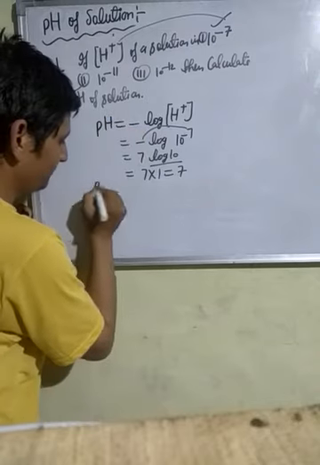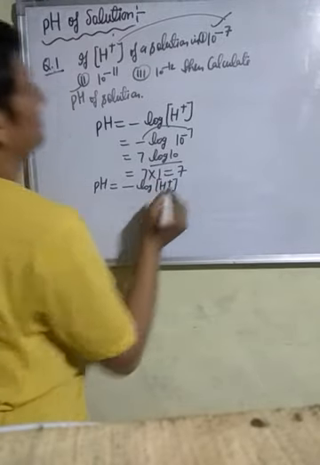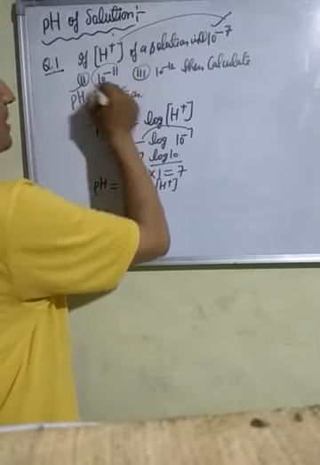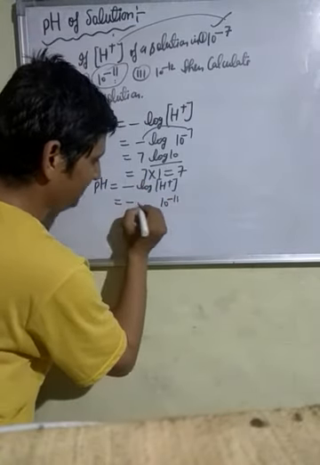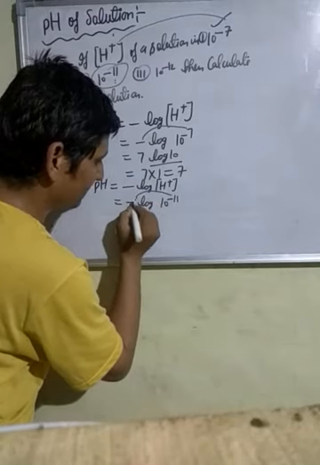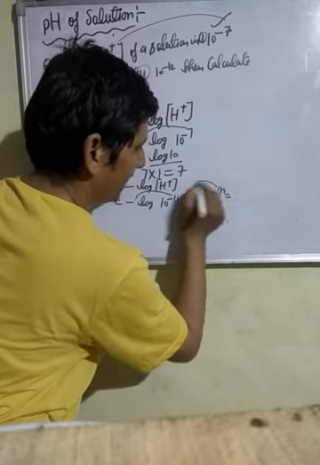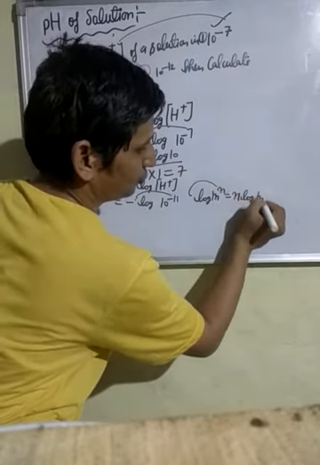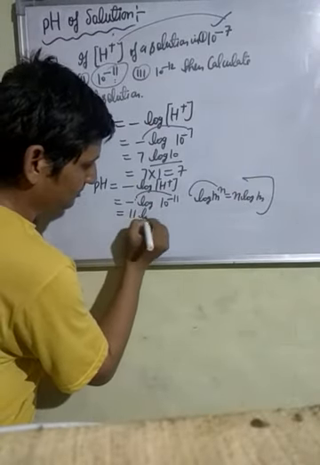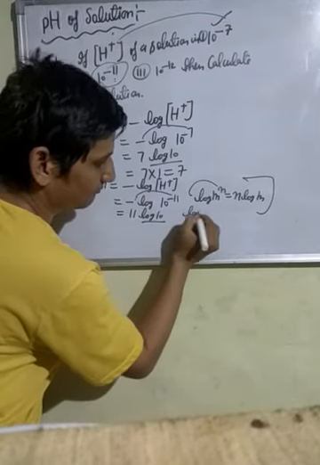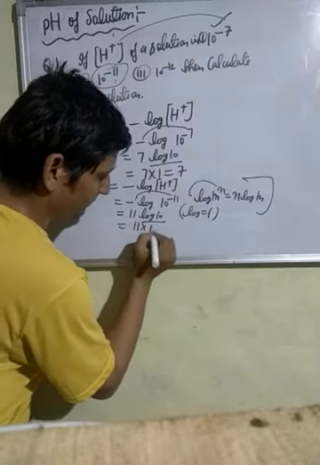We have to use the formula again. pH is equal to minus log hydrogen ion concentration, and put in the place of hydrogen ion 10 to the power minus 11 given in the question. Minus log 10 to the power minus 11. You know the formula, log m to the power n is equal to n log m, your maths teacher taught you in class 9. Minus 11 into minus 1, we get 11 log 10. Value of log 10 is 1. So we can say 11 into 1 is equal to 11.